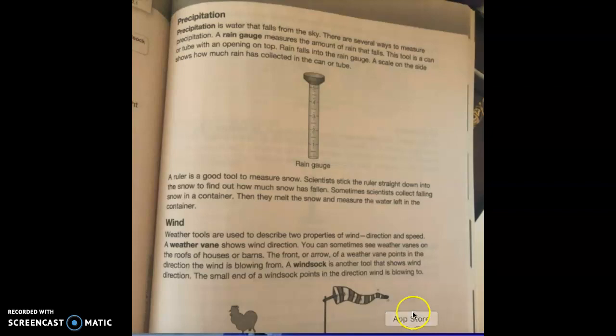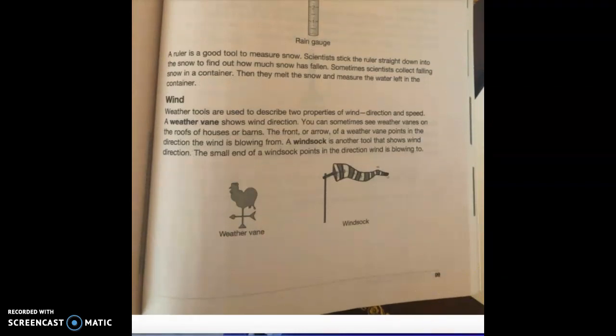Wind. Weather tools are used to describe two properties of wind: direction and speed. A weather vane shows wind direction. You can sometimes see weather vanes on the roofs of houses or barns. This is the complicated part, though, that I'm going to read next, so pay attention to this. The front, or the arrow that's pointing, of a weather vane points in the direction the wind is blowing from.